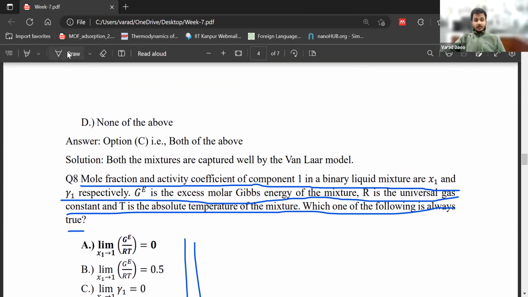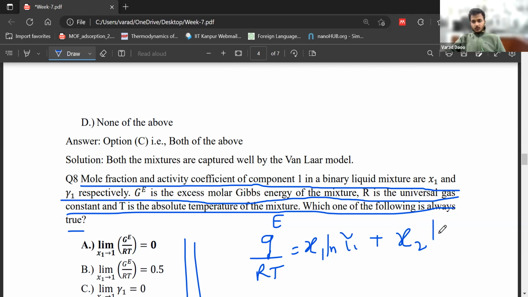The hint which I would like to give is again the same formula, G by RT is nothing but what? x1 ln gamma 1 plus x2 ln gamma 2. Using this expression, just take the limit on both sides. Limit x1 tending to 1. So what does this mean? I'll give a couple of minutes to solve.